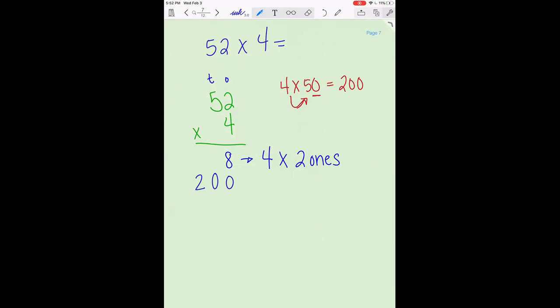Now next to this part, I have to write out 4 times the number that I multiplied, which was 5. But remember, I said it's not just 5, it's 50. So instead of writing 5 ones, because 50 is not 5 ones, 50 is 5 tens. And then the next part was to add these two numbers together. 8 plus 200 is 208. So go ahead and pause the video if you need to copy this down. I'm going to move on to the next problem.